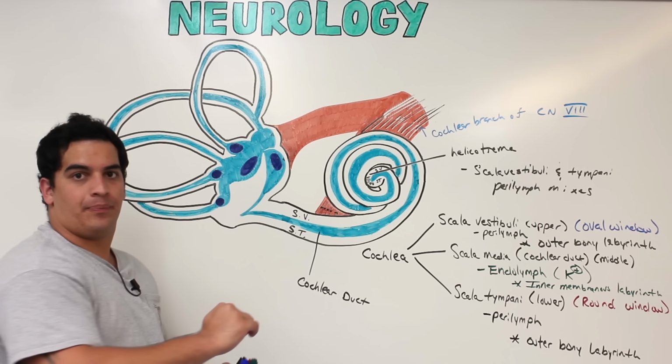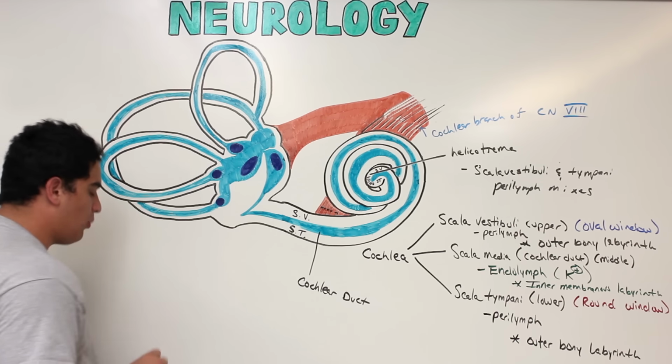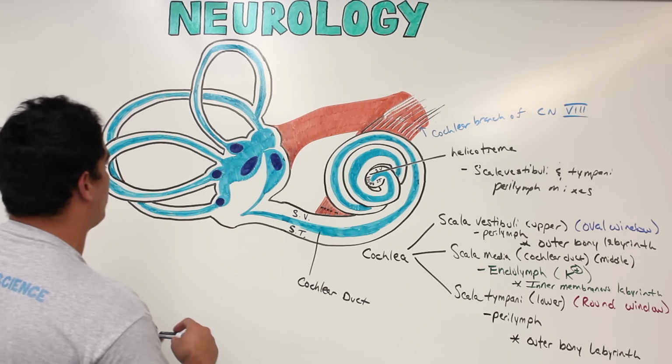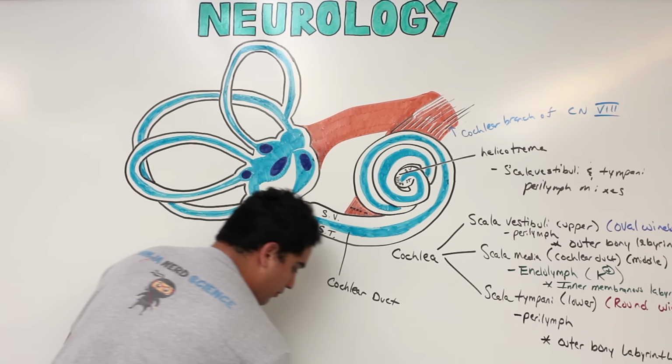That covers the cochlea. Now, we're going to talk about the next one, which is going to be the vestibule. So what is this next part here? The vestibule is really important because the vestibule is a pretty decently sized structure here. Let's actually write it right here.